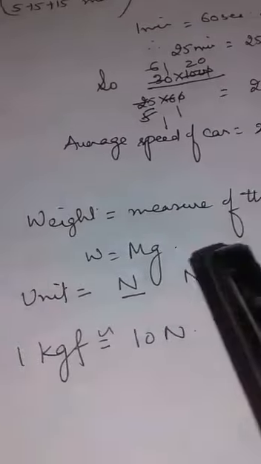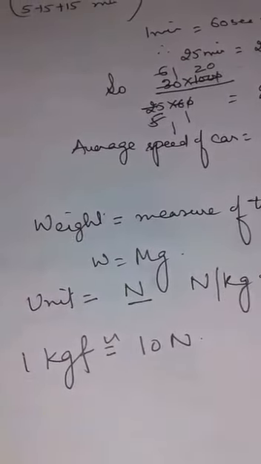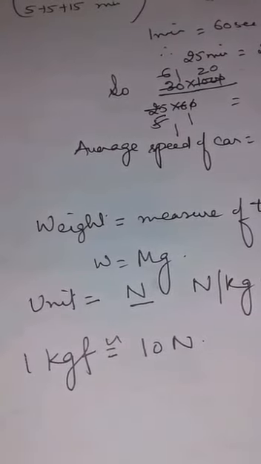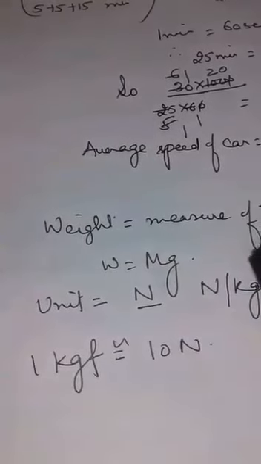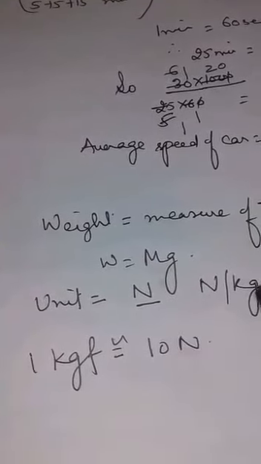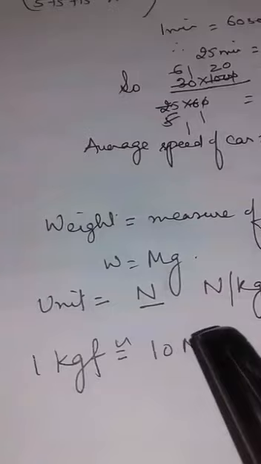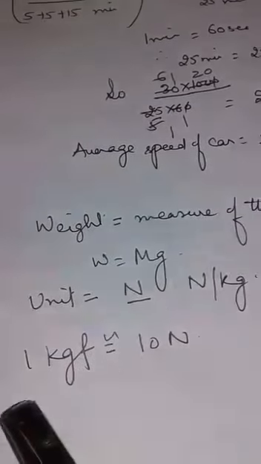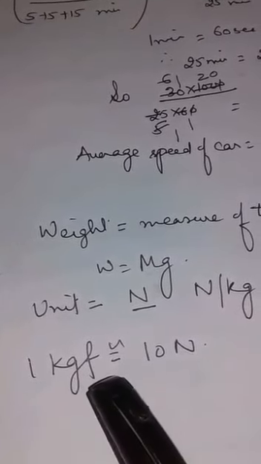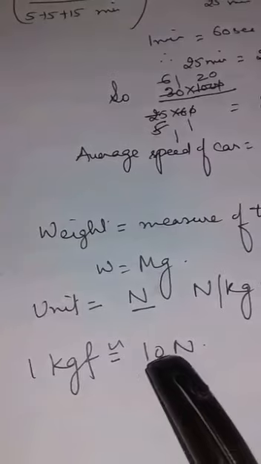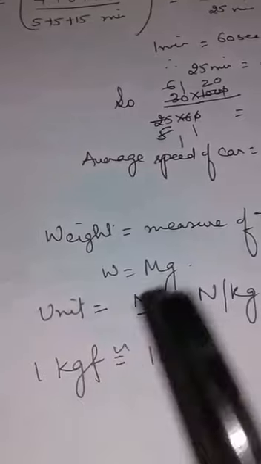But weight is a kind of force with which earth attracts the body due to its gravitational pull. So we can say that weight is a force. So unit of weight is also Newton, having symbol capital N. Another unit of weight is 1 kgf. 1 kgf is equal to 10 Newton. kgf stands for kilogram force.